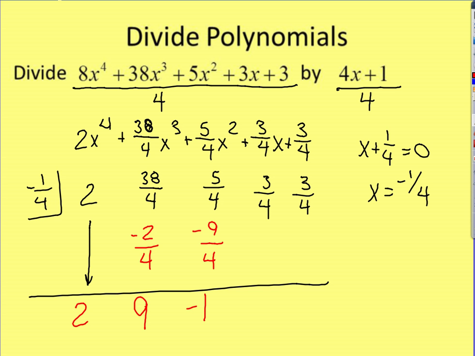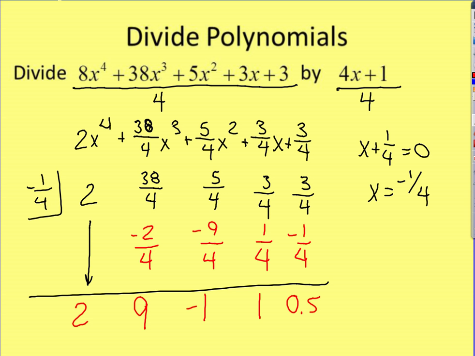Negative 1 times negative 1/4 is going to give us a positive 1/4. If we add those straight down, that'll give us a value of 1. And 1 times negative 1/4 will give us a negative 1/4. 3/4 minus 1/4 is 1/2, or 0.5.